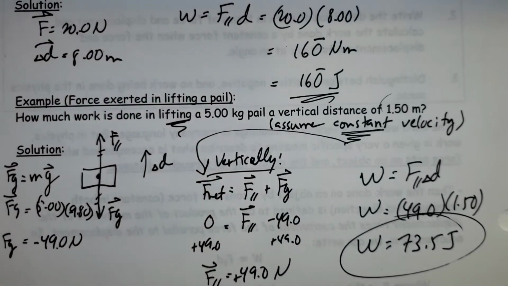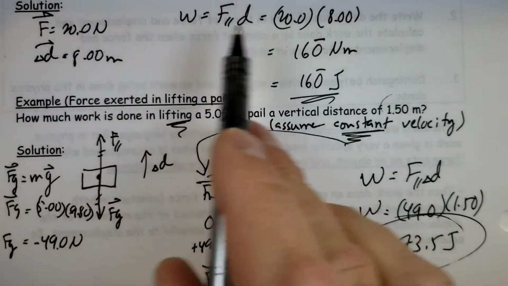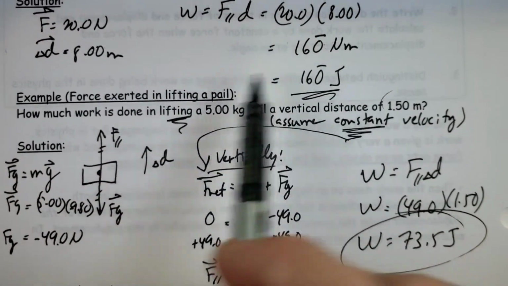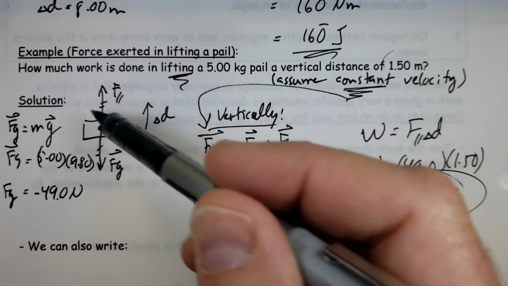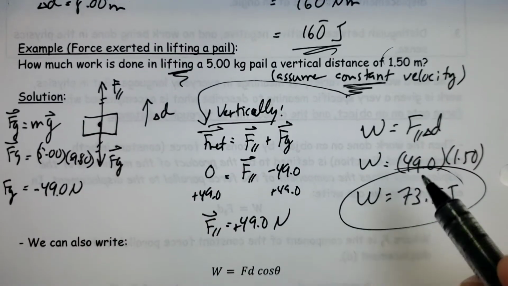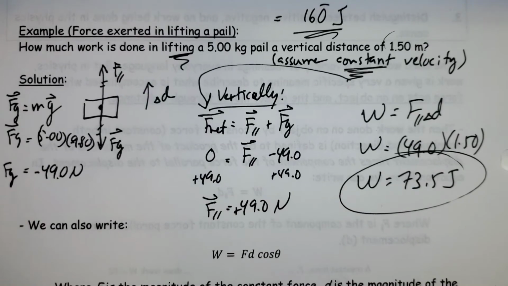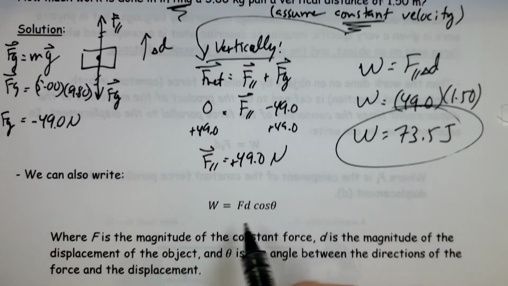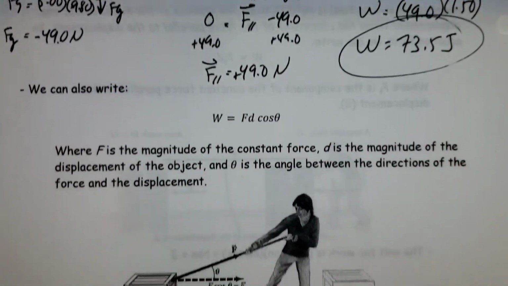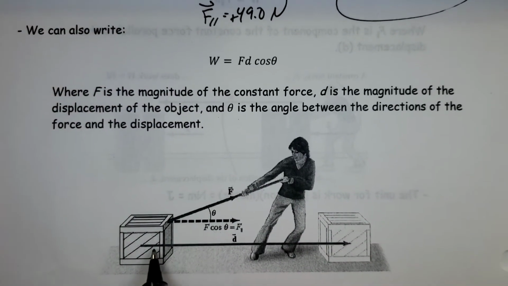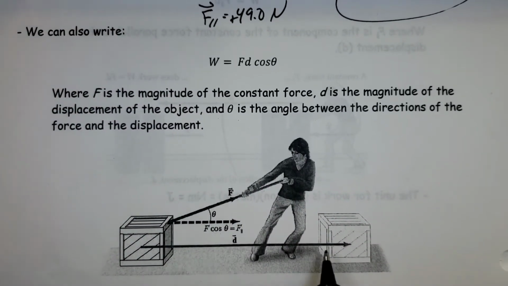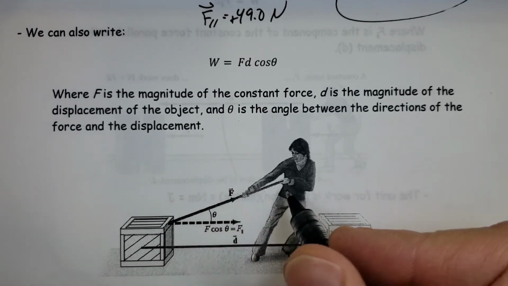Okay, so not bad. So F and d are in the same axis here. d and F parallel, you can see, are both moving upwards. So that's the component that we use. Now, if we are pulling something at an angle, of course, we have to find that component. So, for example, if we look down below here, if this person is pulling the box to the right, so d is parallel to the right, but we're pulling up at an angle.